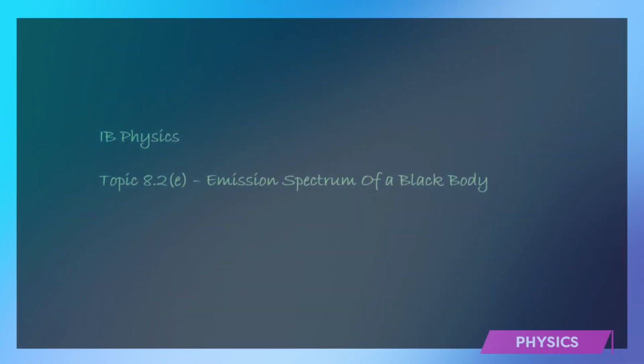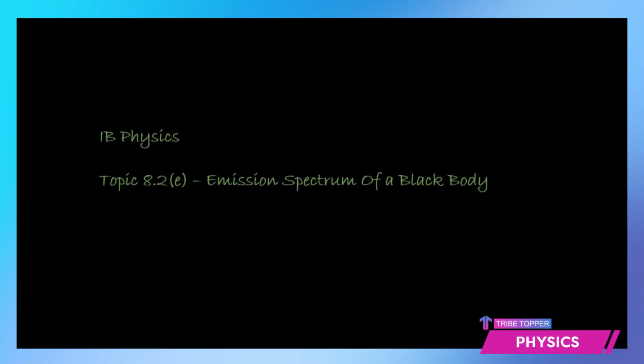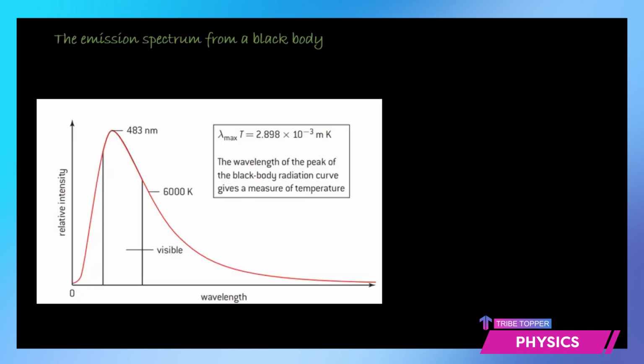In this video session, you're going to learn about the emission spectrum of a black body. In the previous video, we discussed that when a black body becomes hot enough, it starts emitting radiations. Though there might be some predominant color corresponding to a particular temperature, that does not mean that only one wavelength will emerge out.